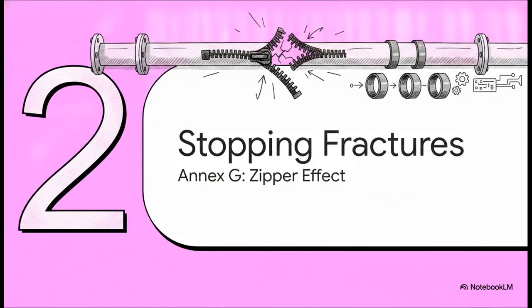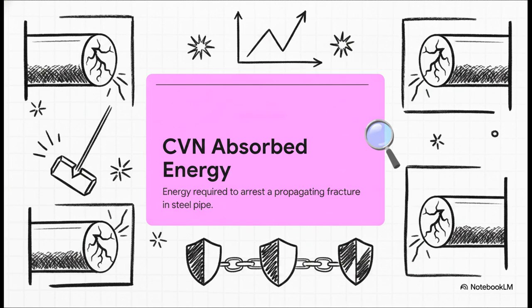Moving on to part 2, stopping fractures. Specifically, we're looking at Annex G and how to arrest the dreaded zipper effect. Annex G is a massive component of API 5L entirely focused on stopping physical pressure fractures in their tracks. And the absolute key concept here, CVN-absorbed energy, or Charpy V-notch testing. Think of it as a measurement of the pipe's pure toughness.